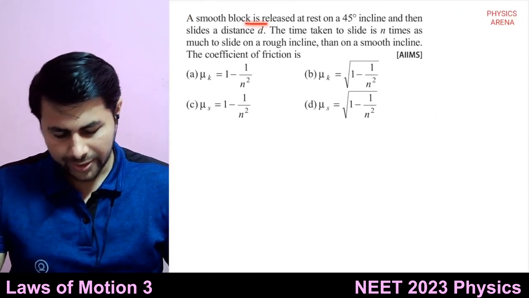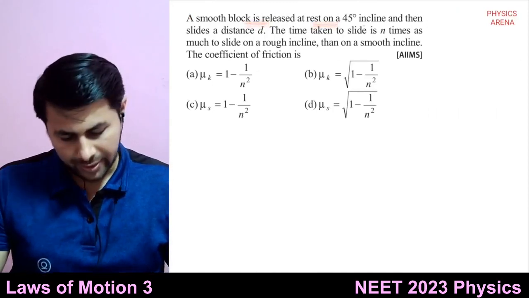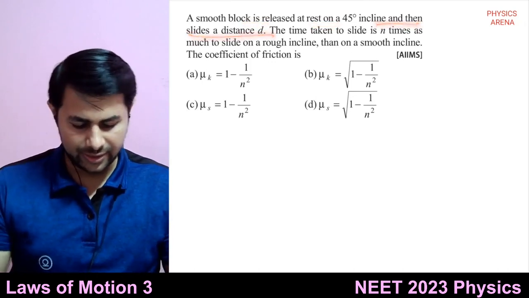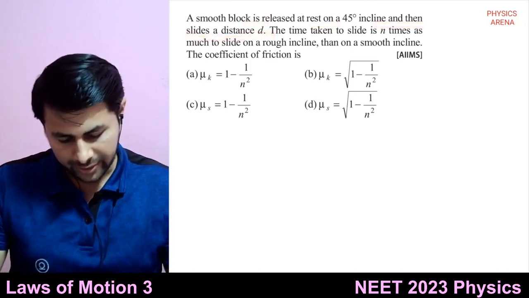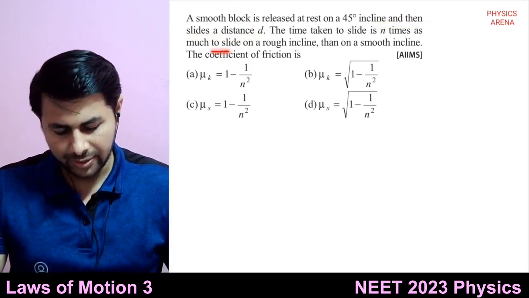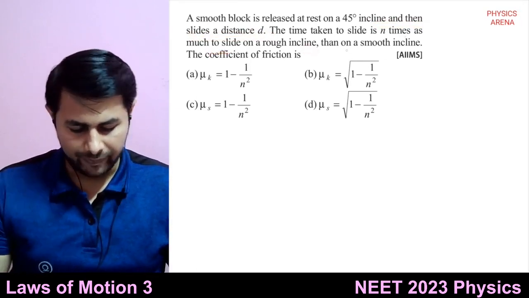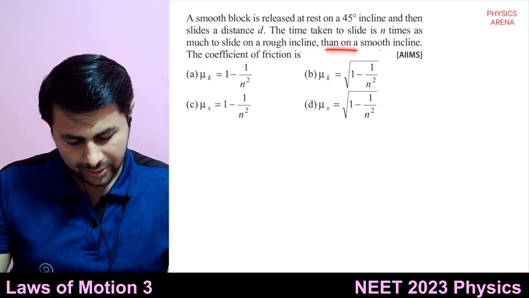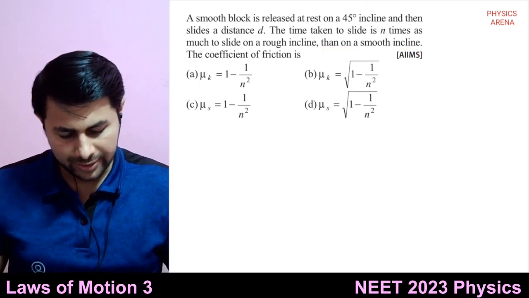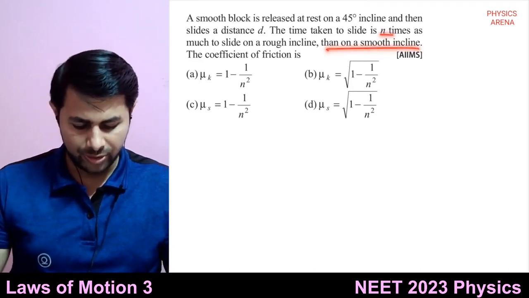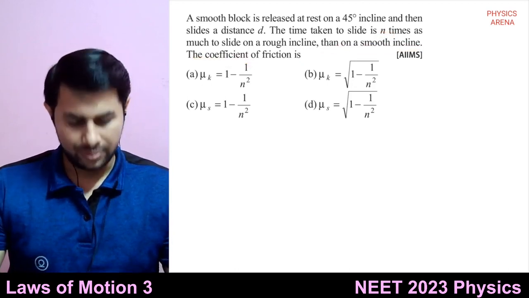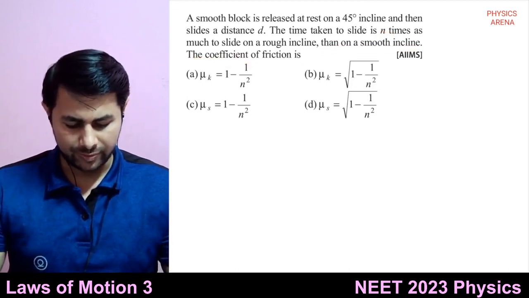A smooth block is released at rest on a 45-degree incline and then slides a distance d. It slides a distance d. The time taken to slide on a rough incline is n times as much as on a smooth incline. So the time taken on the rough incline is n times that of the smooth incline. The coefficient of static friction is. Okay, so this is the question.